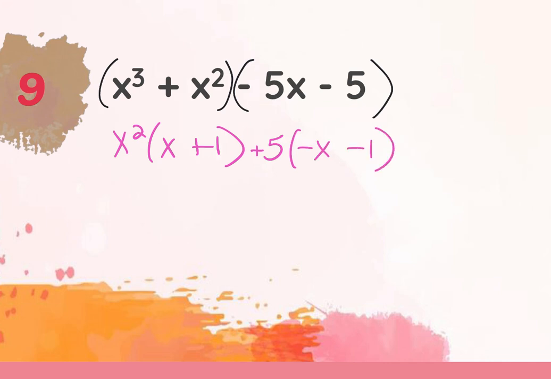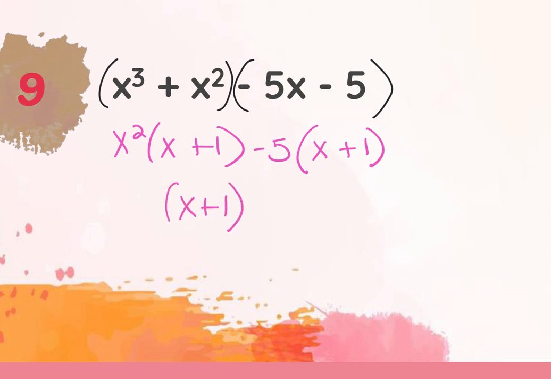Are the parentheses the same? How can I change that? Take out a negative 5. So instead of taking out a positive 5, I'm going to take out a negative 5, and then my parentheses are positive x and a positive 1. Now they're the same term, so the x plus 1 goes to the outside, and the x squared minus 5 is grouped together in the second set. So when that third term is negative, be careful, make sure you keep it with the number.